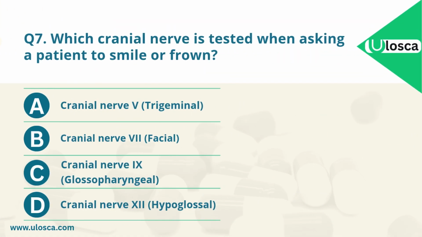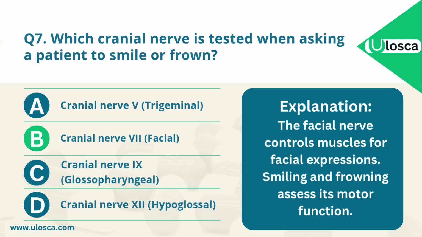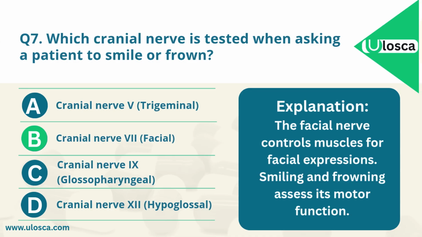The correct answer is B. Cranial nerve 7. Explanation. The facial nerve controls muscles for facial expressions. Smiling and frowning assess its motor function.